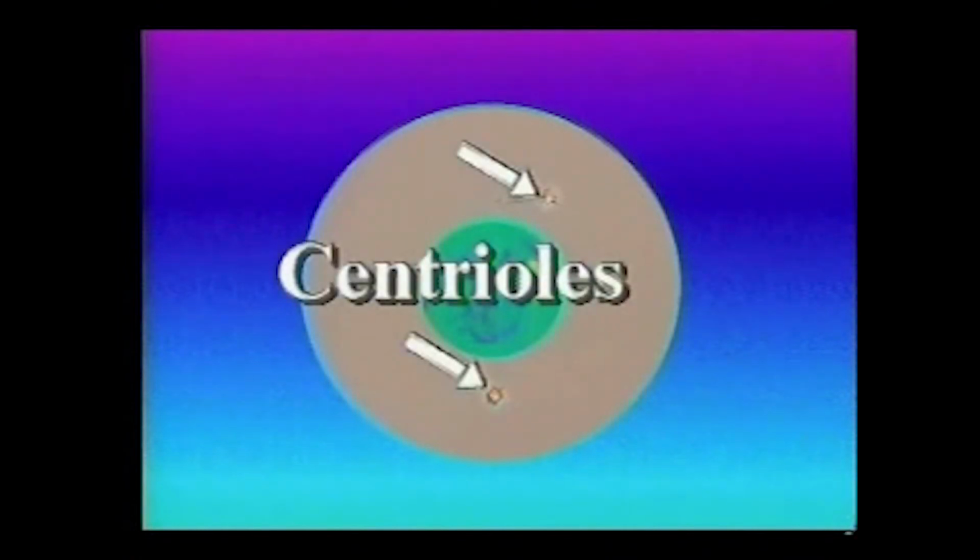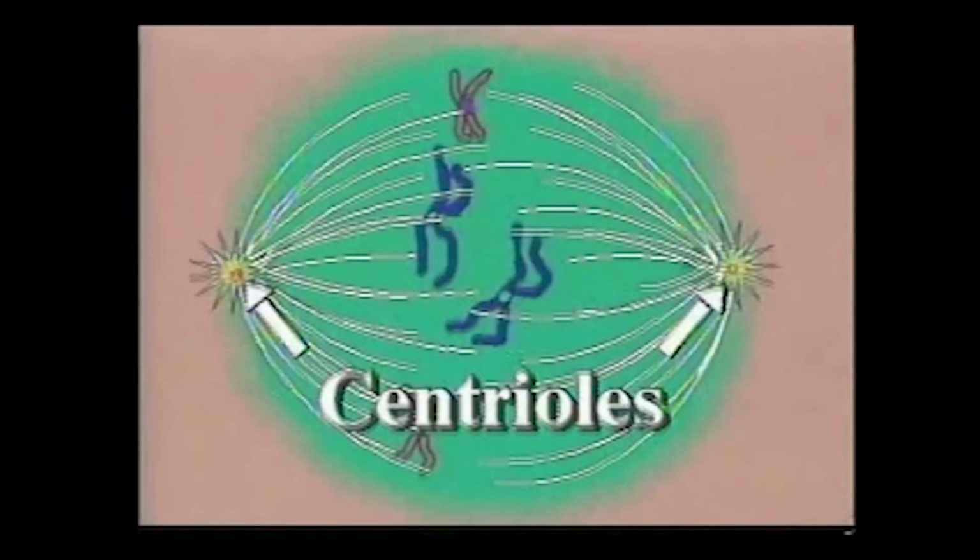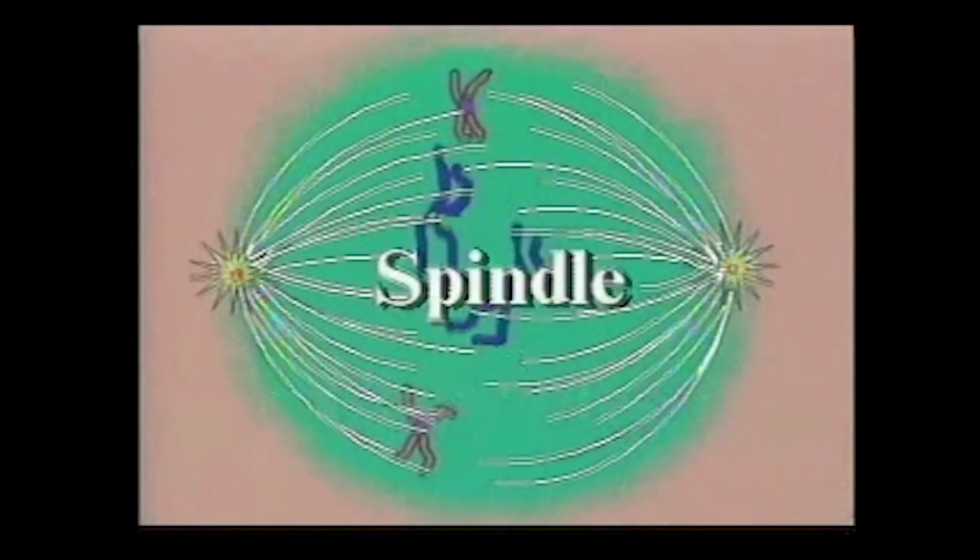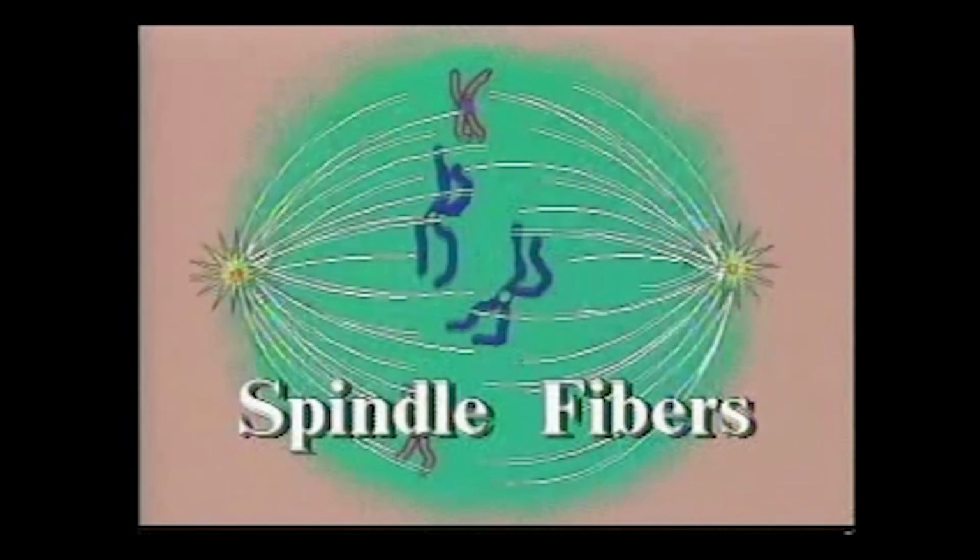Besides the changes in chromatin and chromosomes, other important events are also occurring inside the cell when prophase begins. In animal cells, a structure called a centriole or centrosome divides into 2 daughter centrioles that migrate to opposite ends of the cell. Between the centrioles, a delicate arrangement of microtubules called the spindle is formed. The microtubules that make up the spindle are called spindle fibers.